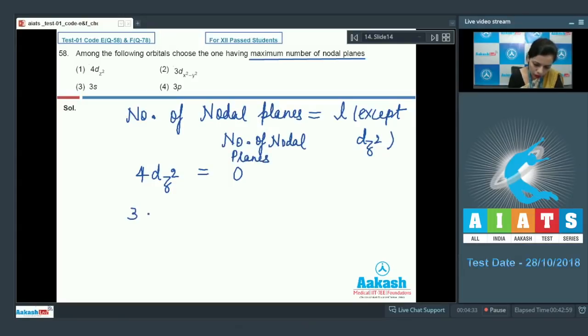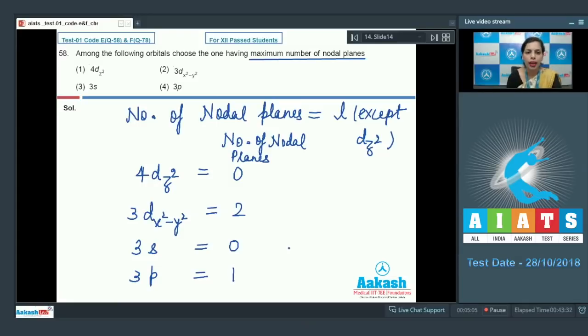Now, the second one, 3dx²-y², this orbital we have, the l value is 2 here for the d orbital, so the number of nodal planes would be 2. Then we have option 3, 3s, the nodal planes would be 0 because we are talking about the s orbital. Then we have the 3p orbital, and for p, the value of l is 1. Now, on the basis of this, the maximum number of nodal planes would be there for the 3dx²-y² orbital. That is in option 2. So I'll mark here the correct answer. I hope this question is clear to you. Now let's move on to the next question.